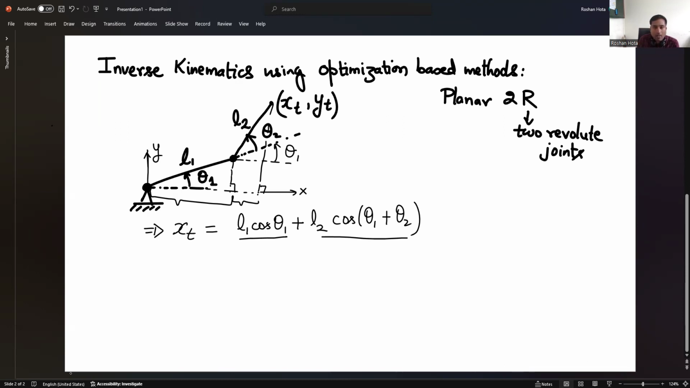Given these x and y axis, the angles θ1 and θ2, xt, the tip position, can be written like this. Also, I can write the y component of the tip position as L1 sine θ1 plus L2 sine(θ1 plus θ2). All we have to do to get the tip position is to plug in the values of θ1 and θ2, and we get the tip position.